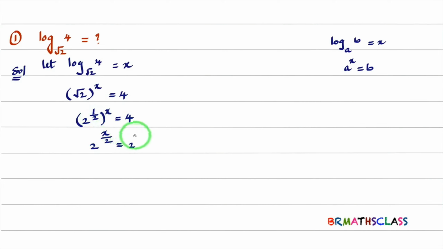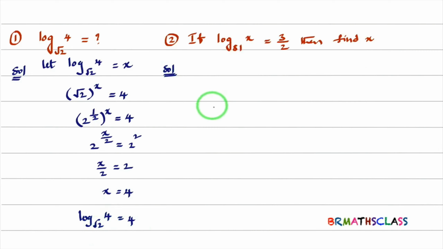4 can be written as 2 square. Yes, now you see bases are equal. So powers are also equal. What you can write here? You can write that x by 2 equal to 2. From this, what is x? You take 2 to this side. 2 into 2, 4. So what is x? Actually, we considered log 4 base root 2 as x. So what is the value of log 4 base root 2? We got that log 4 base root 2 value is 4.